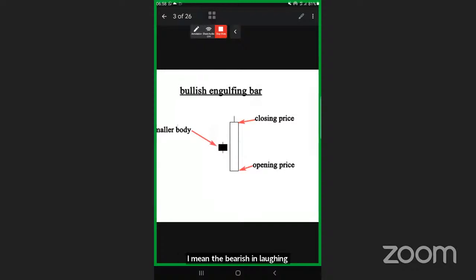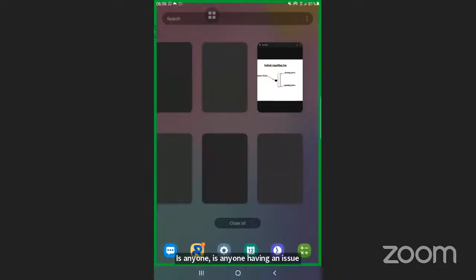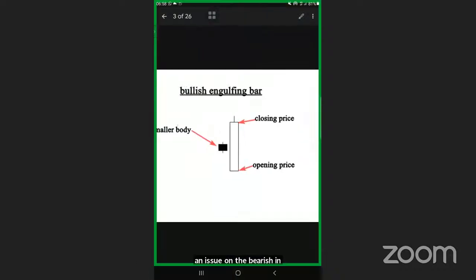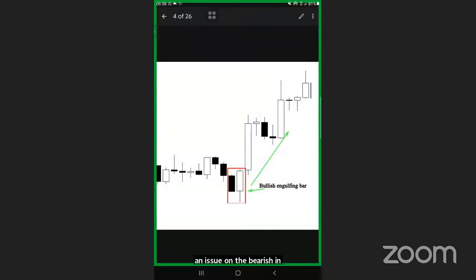All right. Is anyone having an issue there? Anybody with an issue on the bearish engulfing bar? Anybody with an issue on the bullish engulfing bar?